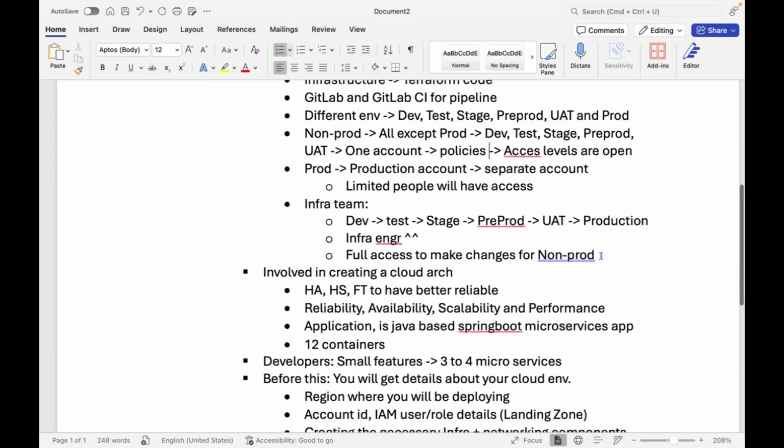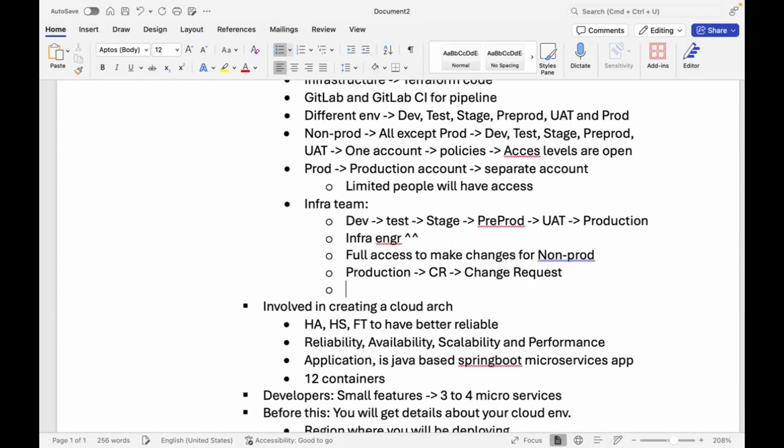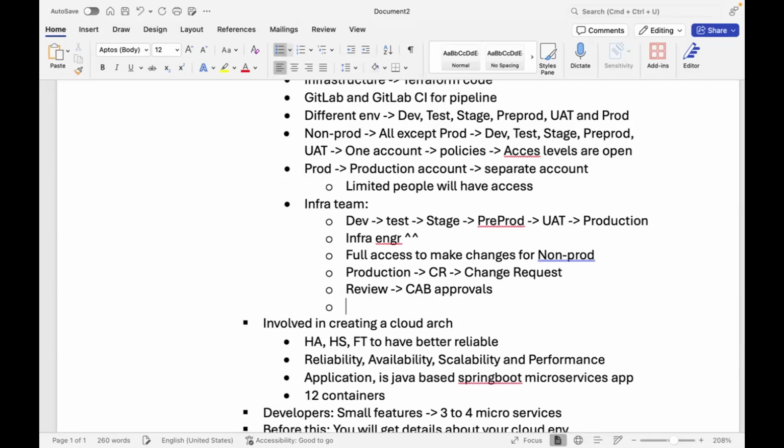Okay, full access to make changes to non-prod. For production, you will have a CR. CR means change request. You need to raise a change request. You need to do a review. You need to go for a CAB approval. What is CAB? Change approval board.